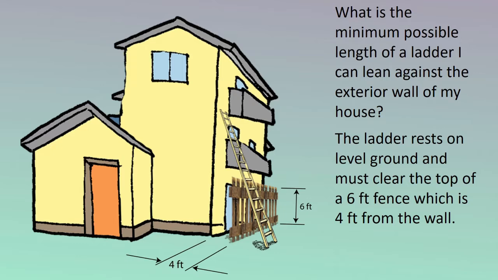Some dimensions you need to know: the ladder is resting on level ground, the fence is 6 feet high, and the fence is 4 feet from the wall. Now, something that needs to be said, we have to assume the wall is just high enough. If the wall is too short, then that'll affect the answer, but for larger heights, it doesn't really matter. So we'll just assume that the wall is infinitely high, and that won't change the answer.